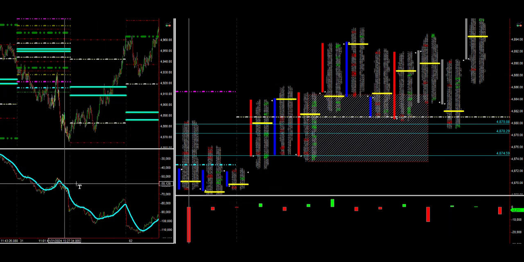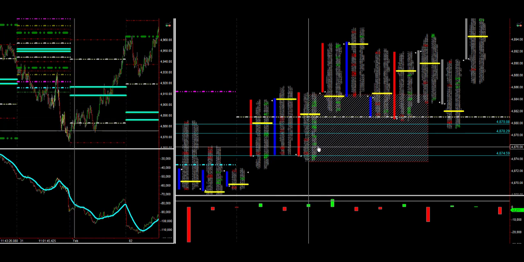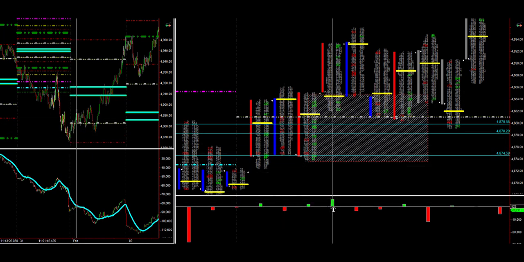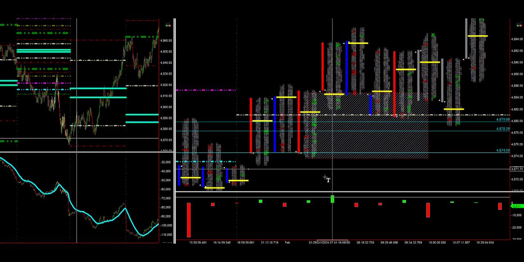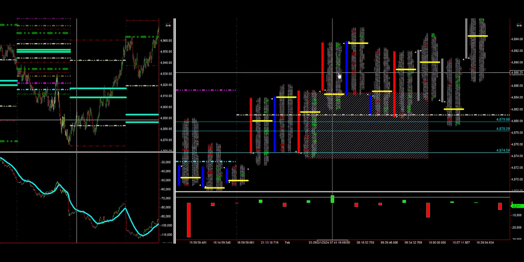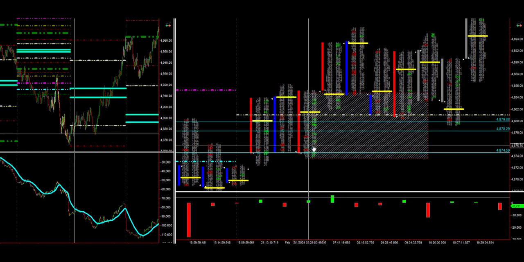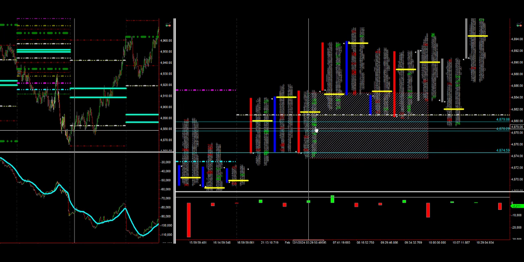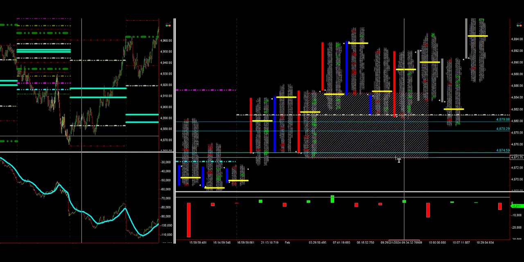Keeping that in mind, we say this has been an interesting zone for us, right? This is our interesting zone. This is our interested price range. So in this interested price range, I have marked these the way I explained.